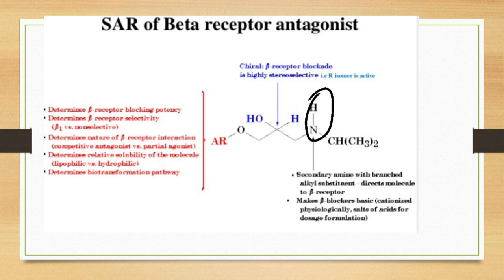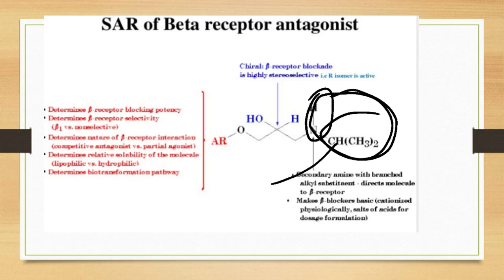First part, the amine group: it must be secondary with a branch. It may be secondary, but should not be primary or tertiary. If bulky groups are present along with that, it becomes a mixed antagonist, that is alpha as well as beta. Then this hydroxy group is present, and this carbon becomes a chiral center or asymmetric center. So R and S, two isomers, are present.